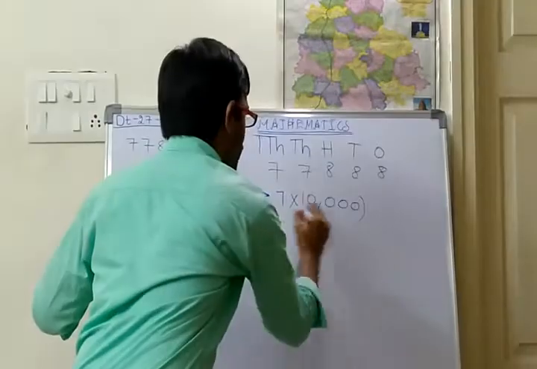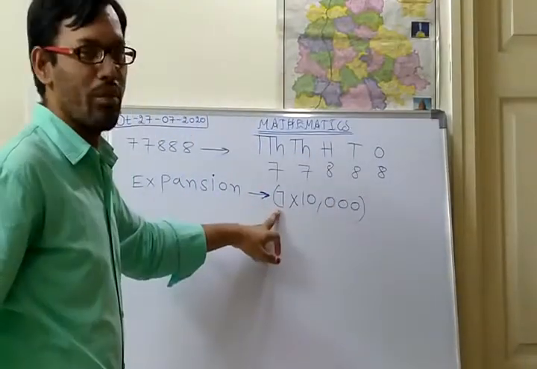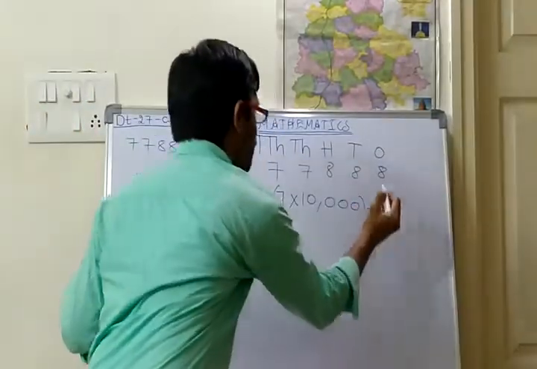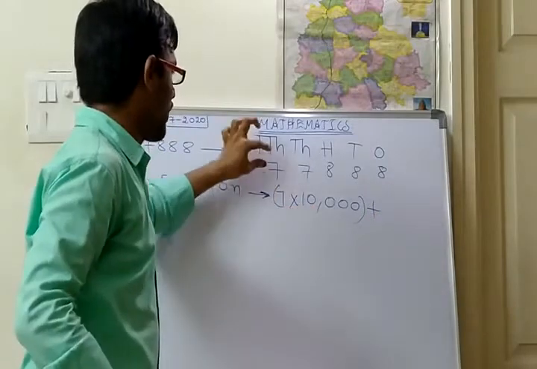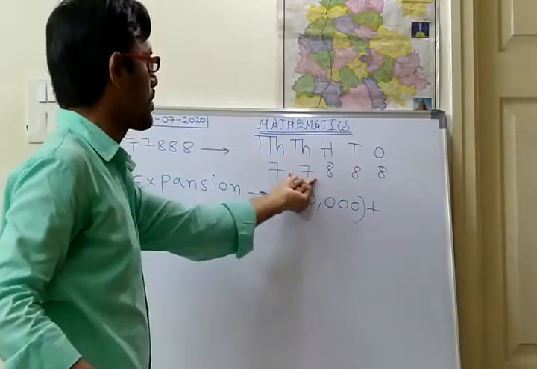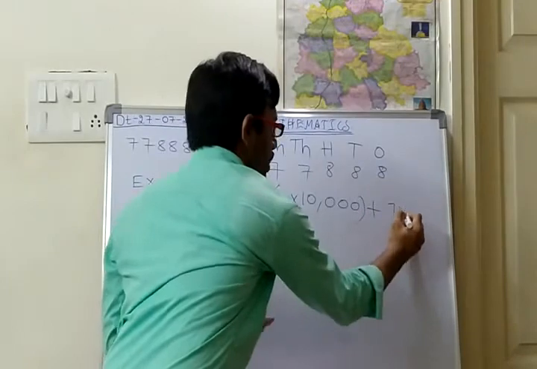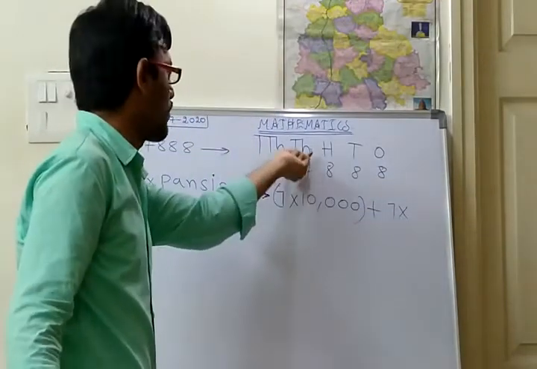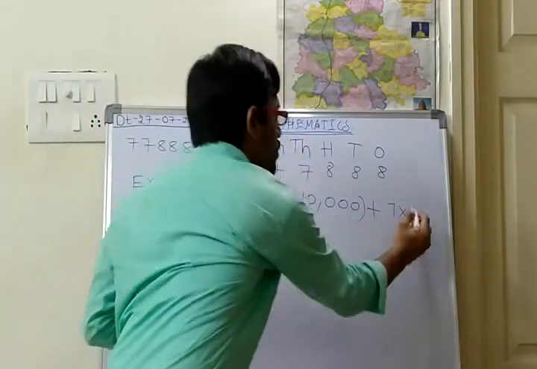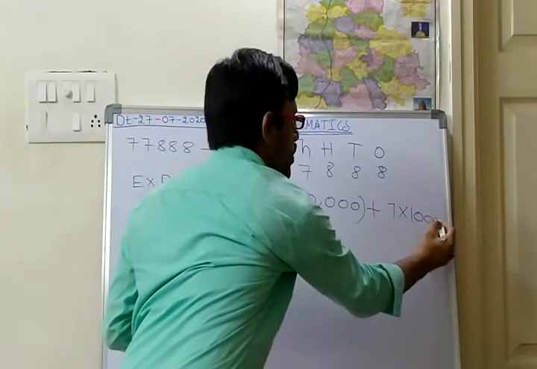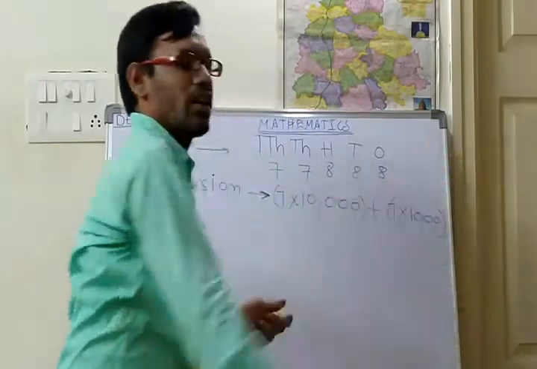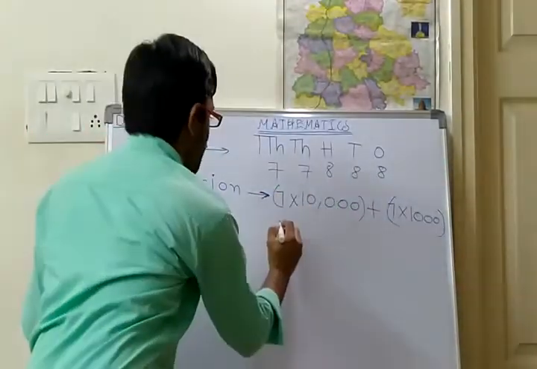For your safety, keep the brackets. After that, next place. This 7 is completed. Next is 7. Write down 7 into this 7. This second 7 is in which place? Thousands place. So 7 into 1,000. For your safety, keep the brackets. So 77 is completed.